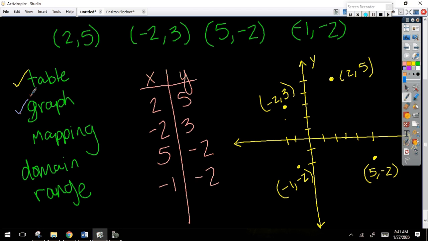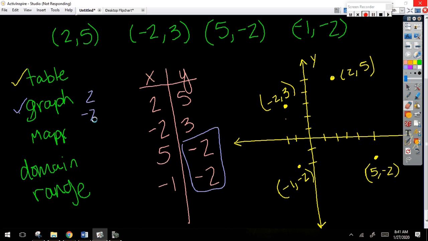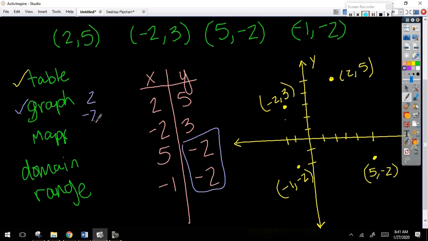Mapping. Here's where it's a little bit different, and here's why. When we're mapping, if you look, this Y value is repeated, right? You only write it one time. So what we're going to do is we map. I'm going to just come over here and do it. So I've got 2, negative 2, 5, and negative 1. Let me erase part of this. All right, there we go. This is mapping. 5 and negative 1.